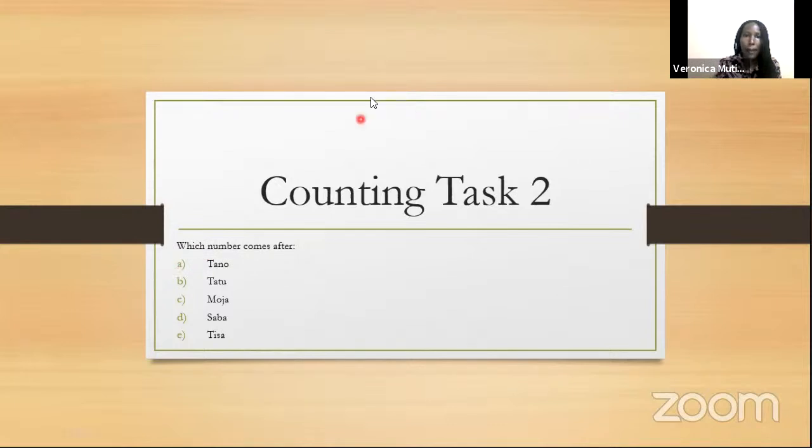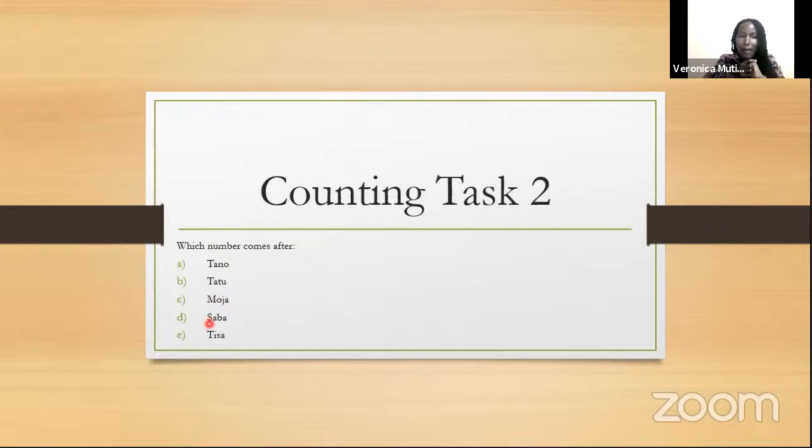What is six? Sita. Yes, wonderful, Frank. Shannon, what number comes after tatu? Moja, mbili, tatu, nne. Yes, good. Frank, what number comes after moja? Mbili. Good, student. And then we have saba.